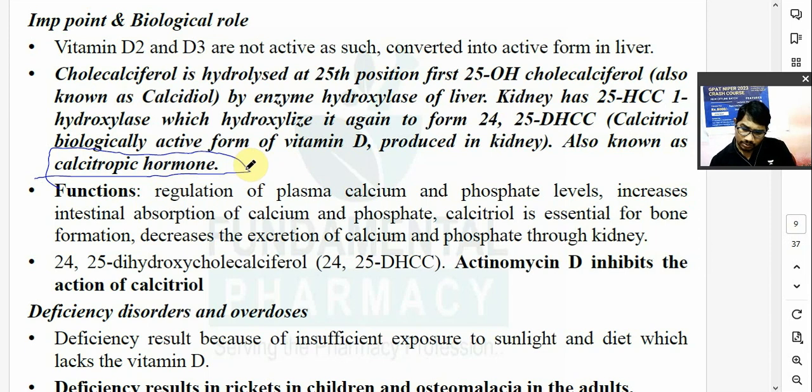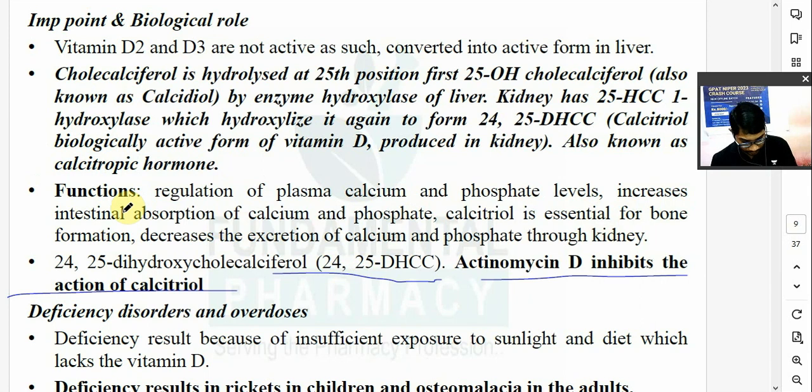What is its function? Regulation of plasma calcium and phosphate level. It increases the absorption of calcium and phosphate in the intestine. Calcitriol is essential for bone formation. It decreases the excretion of calcium and phosphate through the kidney. Now 24,25 dihydroxycholecalciferol. The active form of vitamin D is known as calcitriol, D3. Actinomycin D is an antibiotic that inhibits the action of calcitriol.